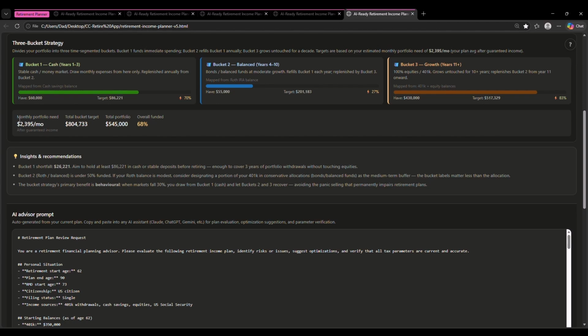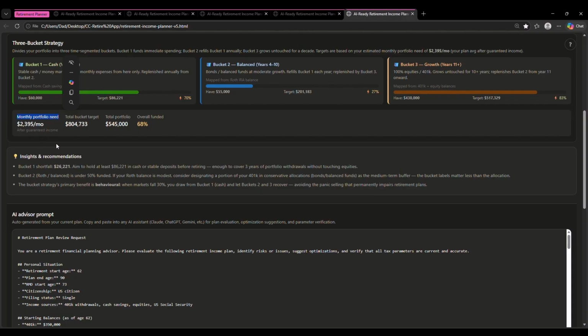The recommendation that matters most here: what is the monthly amount at the bottom left card labeled monthly portfolio need here? That's what your 3 buckets are sized to support. If that number aligns with your monthly plan, your bucket targets are calibrated correctly.